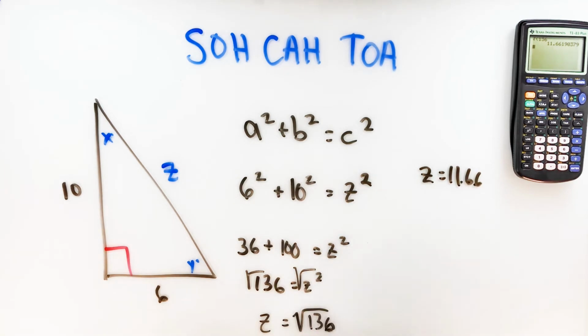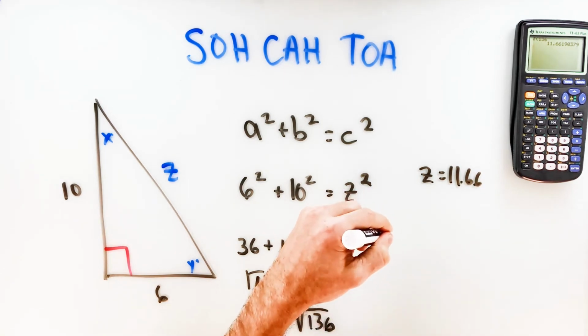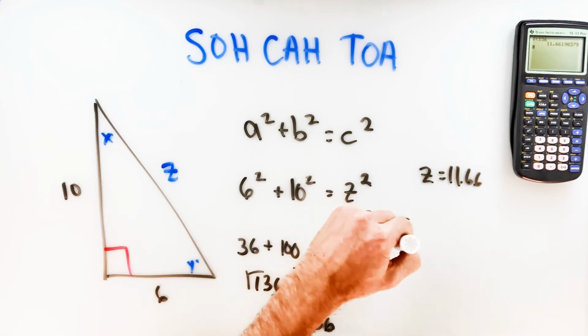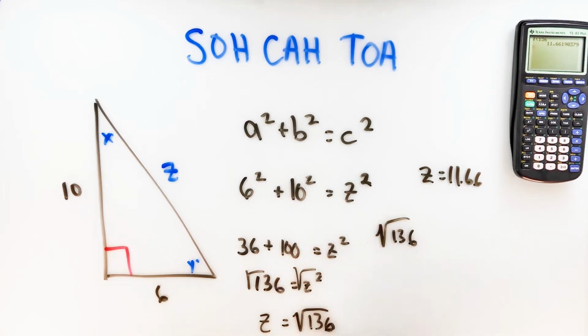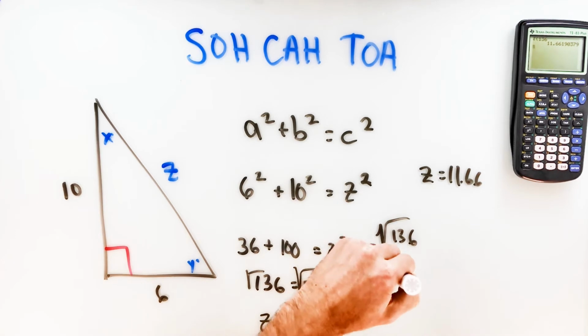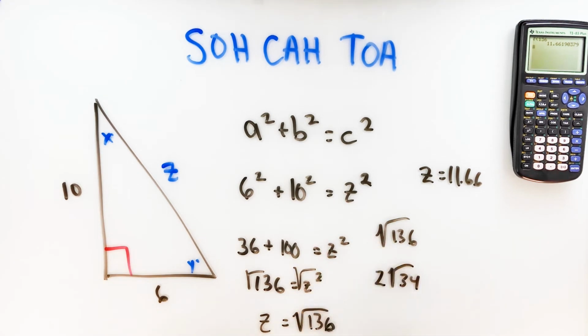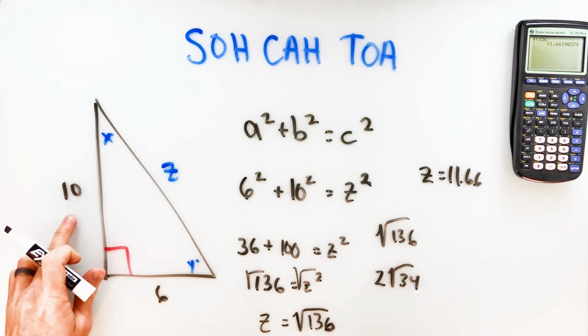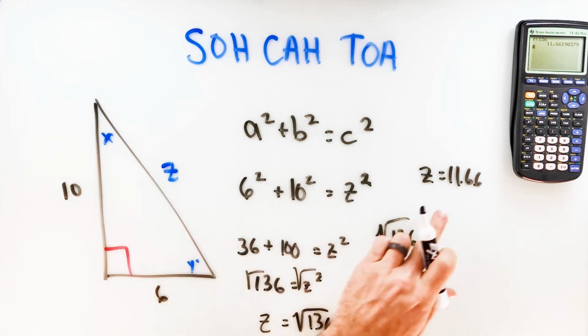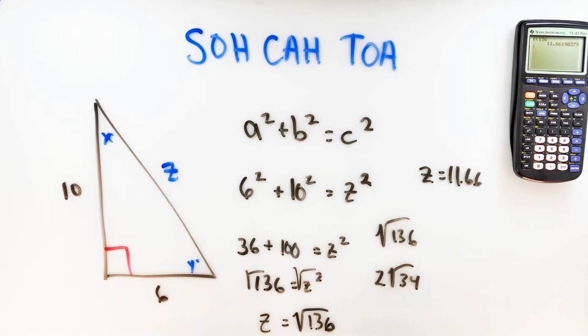I could simplify my radical. The square root of 136, I'll actually simplify down to square root 34. So if you're trying to get an exact answer, you can simplify that down. If you don't remember how to simplify radicals, you can find that video right up there. But in this case, we're just going to leave it as the decimal. I think that's fine for this one. Okay, so z, 11.66. I look at my picture, longer leg is 10, hypotenuse has to be longer, 11.66, a little bit longer, that looks good.